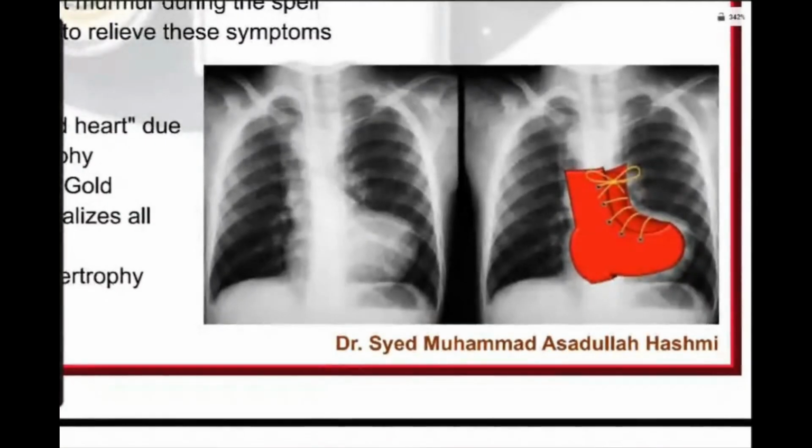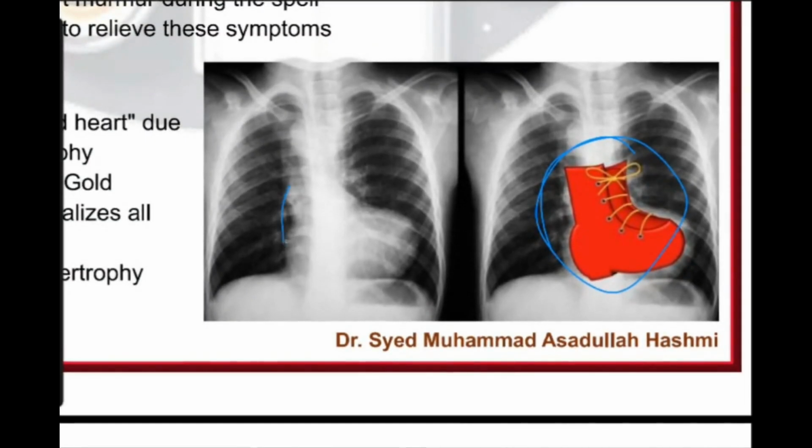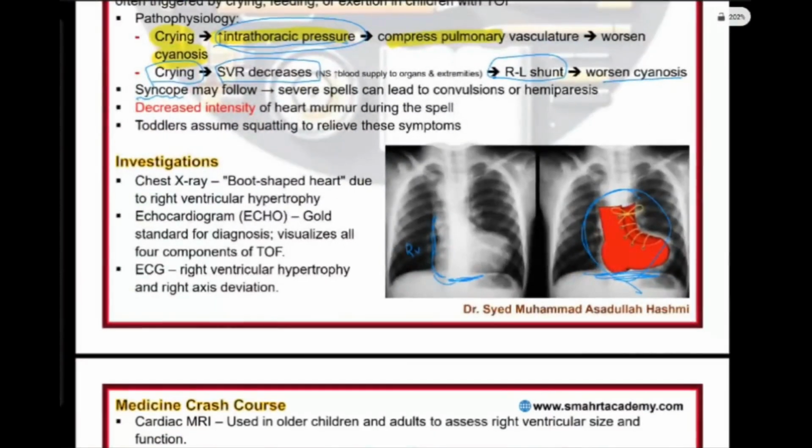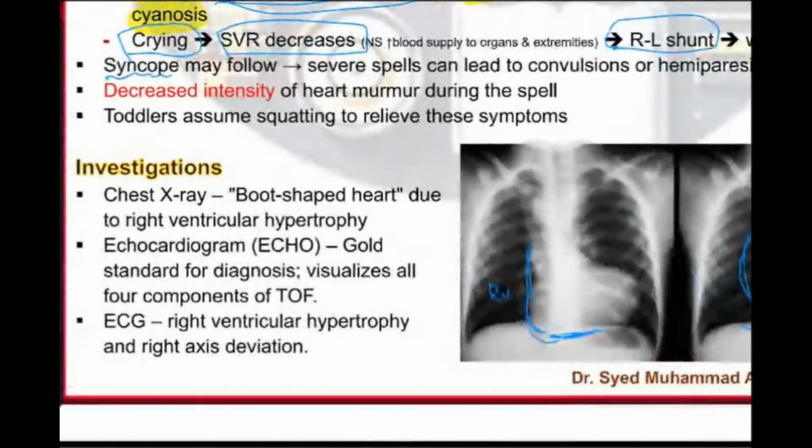If you take a chest X-ray of this baby, you will be able to find a boot-shaped heart. Why boot-shaped heart, sir? See this region. This region is enlarged because this is the right ventricle. The apex of the heart is formed by the right ventricle. Right ventricle is enlarged, leading to enlargement of the heart. The radiologists love to give different names, so for them it appeared as a boot. That's why it is a boot-shaped heart. So boot-shaped heart in chest X-ray.